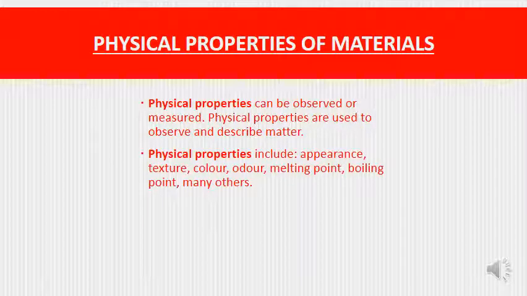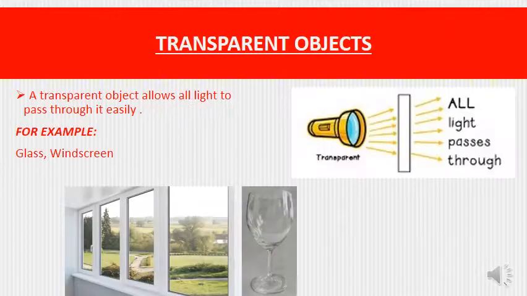Physical properties of material. We will be discussing some physical properties. Let's first define physical property itself. Physical properties can be observed or measured. Physical properties are used to observe and describe matter. Physical properties include appearance, texture, color, odor, melting point, boiling point, and many others. According to physical property, there are 3 types of materials.